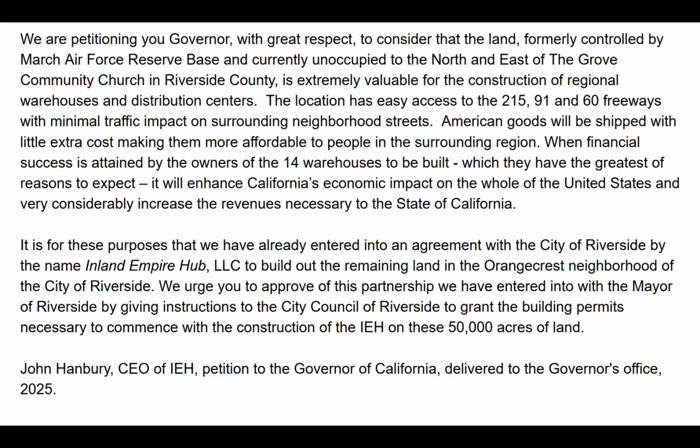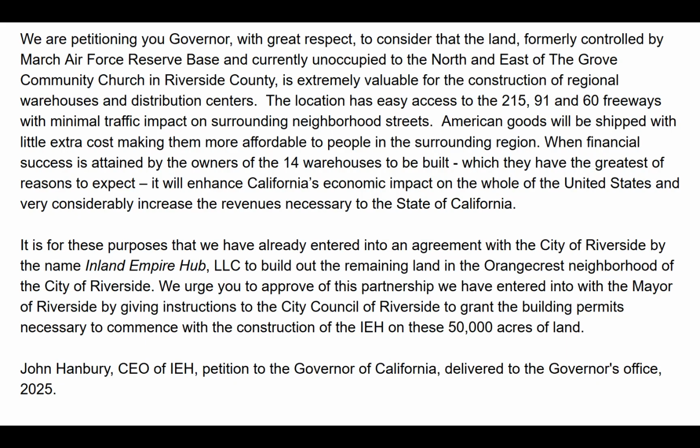It is for these purposes that we have already entered into an agreement with the City of Riverside by the name Inland Empire Hub, LLC, to build out the remaining land in the Orange Crest neighborhood of the City of Riverside. We urge you to approve of this partnership we have entered into with the Mayor of Riverside by giving instructions to the City Council of Riverside to grant the building permits necessary to commence with the construction of the IEH on these 50,000 acres of land. John Heimberry, CEO of IEH, petition to the Governor of California, delivered to the Governor's Office 2025.